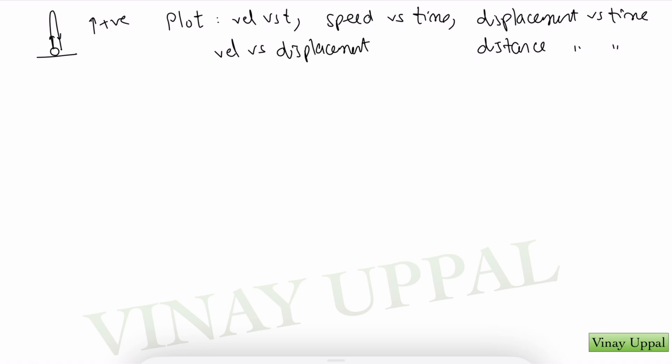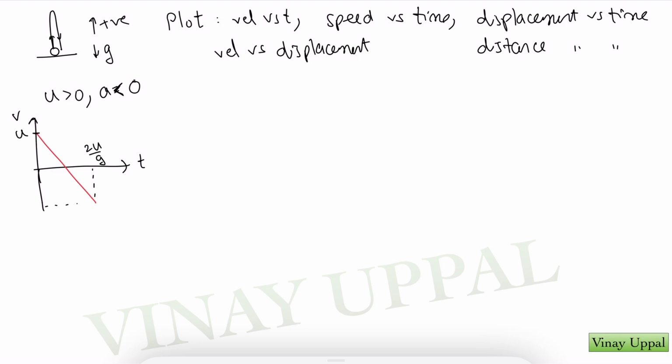So if you want, you can pause the video and try plotting these graphs on your own, and then you can take a look at what I do. Alright, so first thing is I've taken upward as positive, so my acceleration is downwards. So initial velocity is positive and acceleration is negative. So therefore, if I plot velocity versus time, that graph will look something like this. The total time of flight will be 2u by g. So initial velocity, let's say, is u. So finally, it will come back down with a speed also u. So velocity will be minus u.